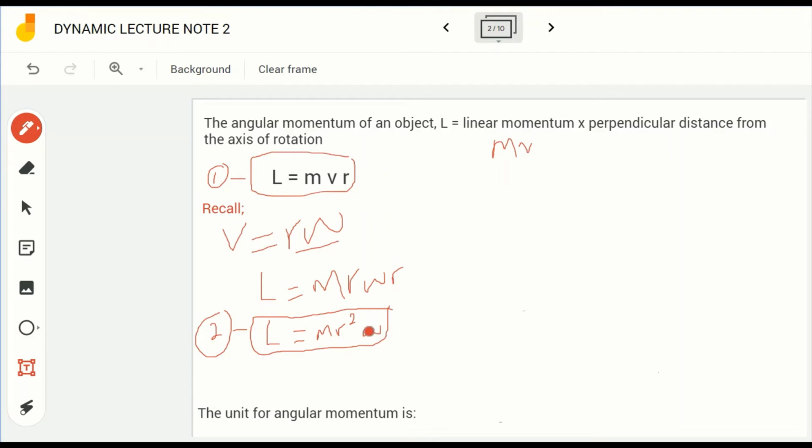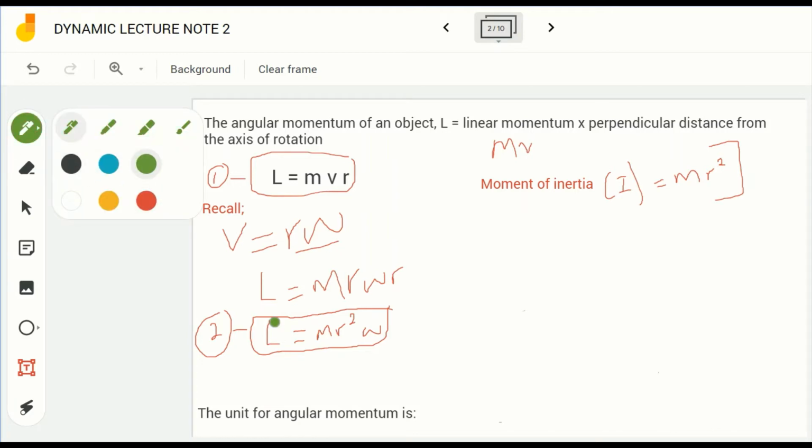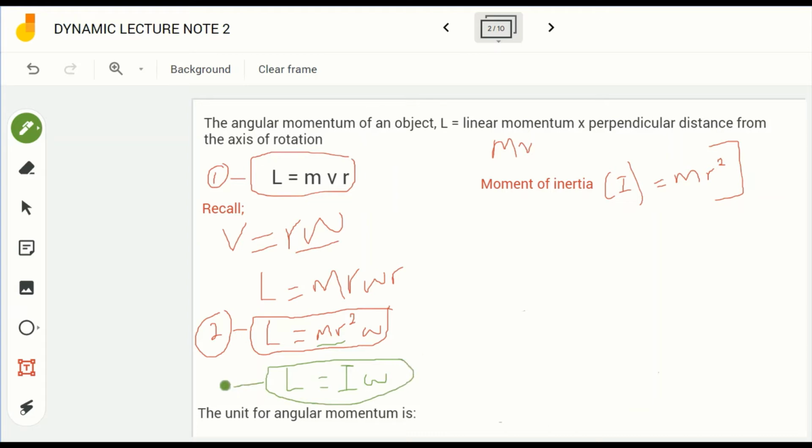Now I can derive a third formula from this equation, because I know that moment of inertia, which is given as capital I, is equal to mr squared. Here is the formula for moment of inertia, which is this, mr squared. So therefore, I can take this off and replace mr squared with what? With moment of inertia. So therefore, I can say that my new formula for angular momentum is L equal to, I can take this off, becomes moment of inertia times my w, which is my angular velocity. So here is my third equation for angular momentum.